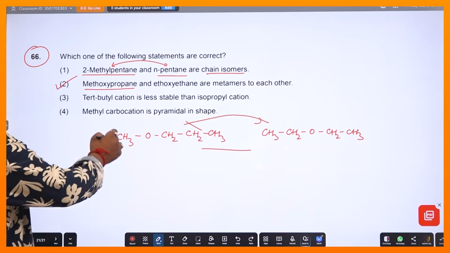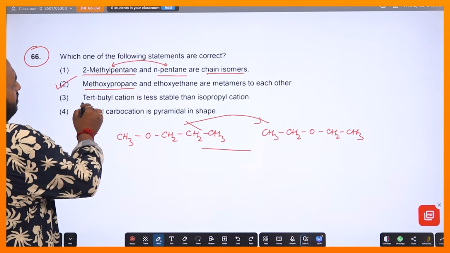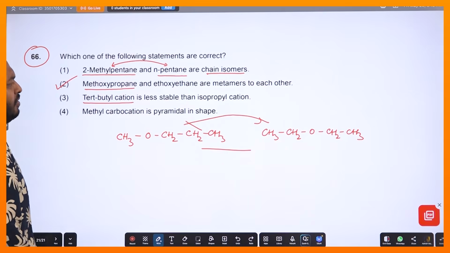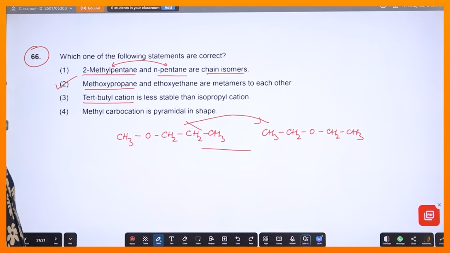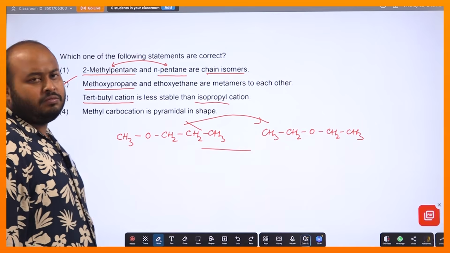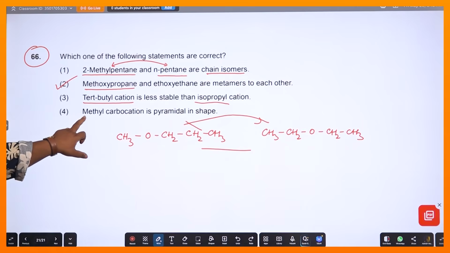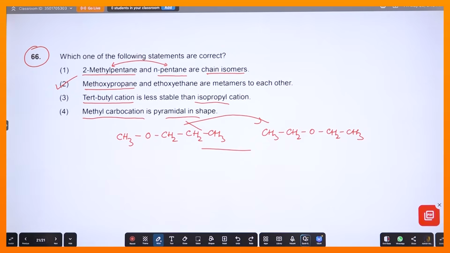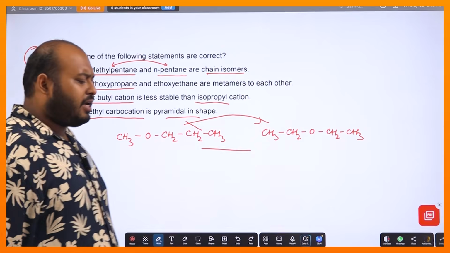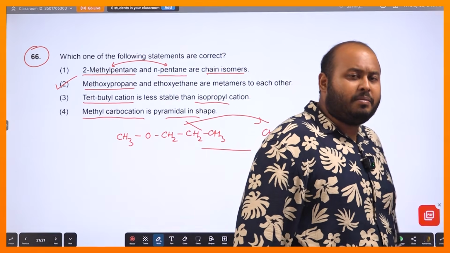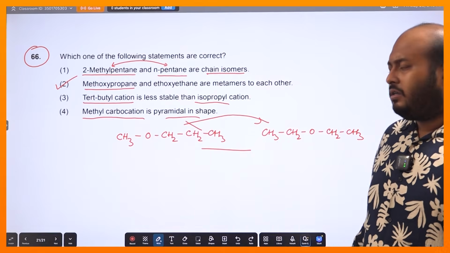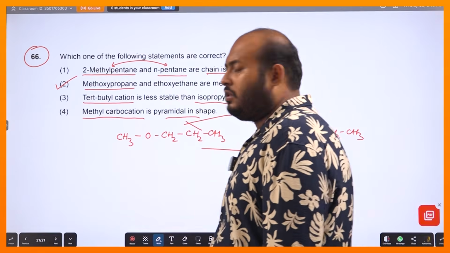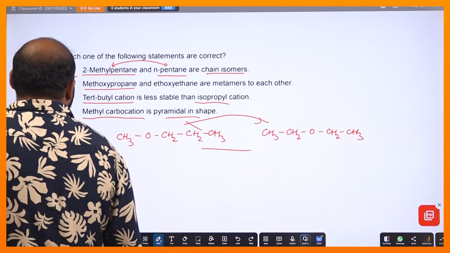As you can see, it is saying that tertiary butyl cation is less stable than isopropyl cation. No. Then, methyl carbocation is pyramidal in shape. No. Because the methyl carbocation is sp2 hybridized and it has a trigonal kind of shape, trigonal planar.